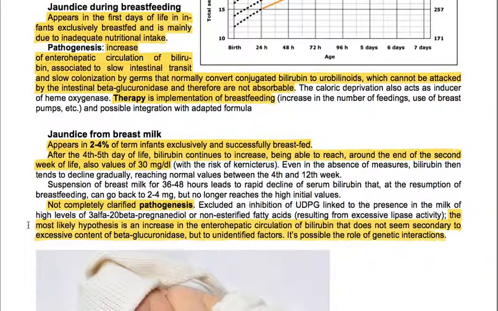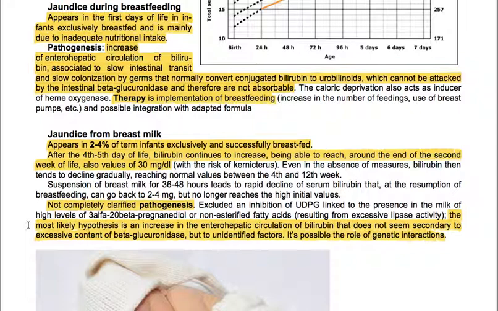Jaundice during breastfeeding. It appears in the first days of life in infants exclusively breastfed and is mainly due to inadequate nutritional intake. Pathogenesis: increase of enterohepatic circulation of bilirubin associated with low intestinal transit and slow colonization by germs that normally convert conjugated bilirubin to urobilinoids. These cannot be attacked by the intestinal beta-glucuronidase and therefore are not absorbable. The caloric deprivation also acts as an inducer of heme oxygenase. Therapy is implementation of breastfeeding and possible integration with adaptive formula.